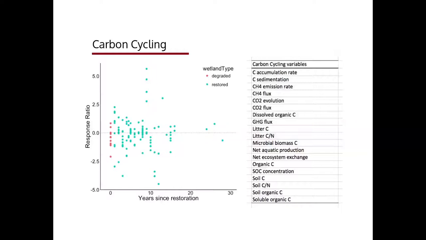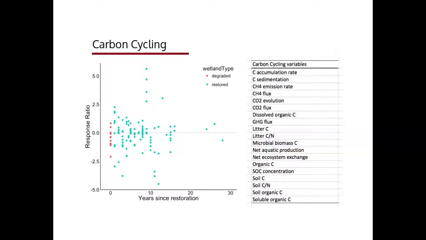These pink dots are the degraded sites. So, we don't see a very clear picture here. There's obviously a lot more data from younger wetlands. And the other thing we have to remember is that these data come from a whole host of different carbon variables, and that we're combining these to make this picture.